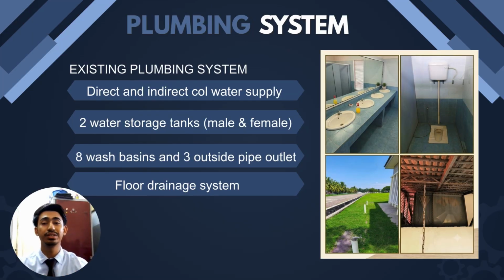Okay, next is the plumbing system for building C20, which consists of direct and also indirect cold water supply in the system. This building is served by two water storage tanks, the first one on the male section and the other one on the female section. The water supply in this building is distributed to the water closet, shower, wash basin, and external water outlet, which is on the outside of the building.